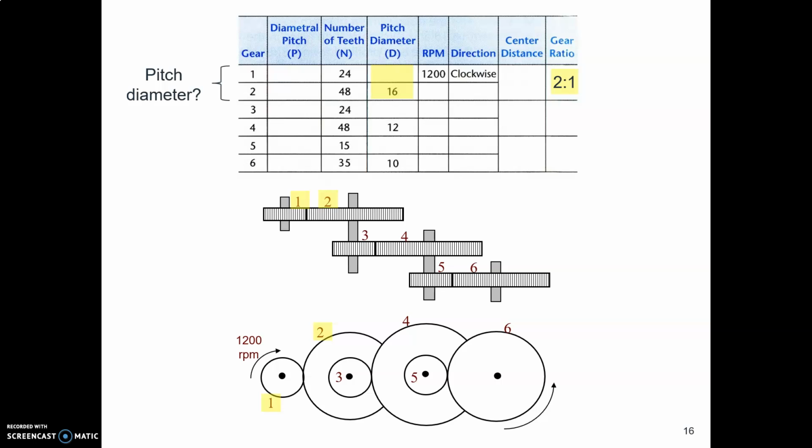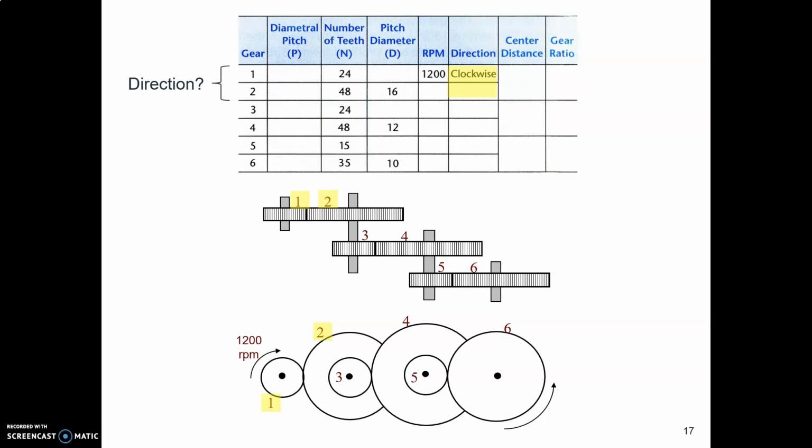What does that tell us about the pitch diameter? If the big gear has a pitch diameter of 16 and we have a gear ratio of 2 to 1, what diameter is the pinion, the little one? And you could think about that with this, what do you call this, proportions. Okay, now let's move on to the next set of gears.